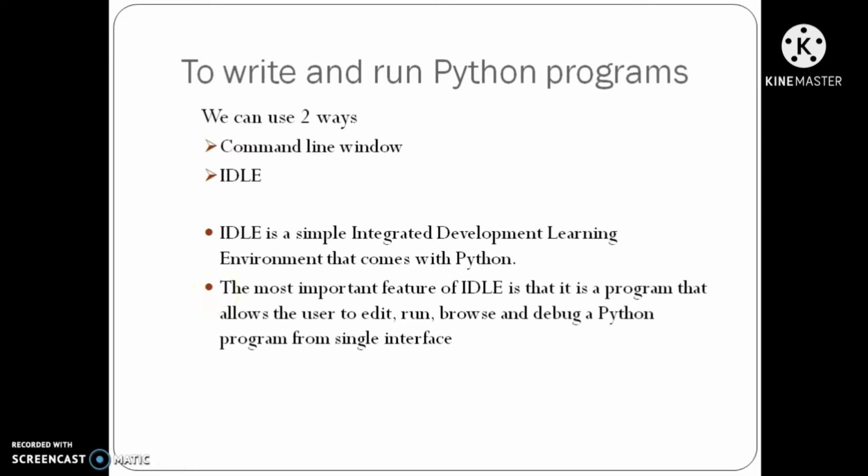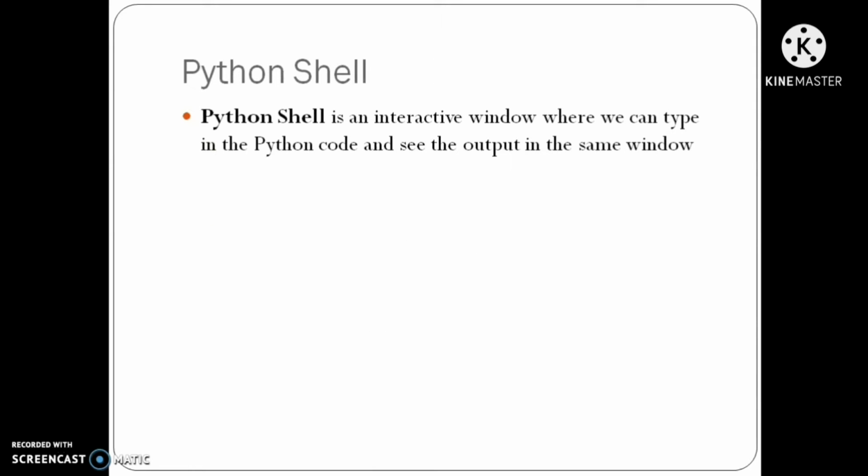To write and run Python programs, we can use two ways: the command line window and IDLE. IDLE is a simple integrated development learning environment that comes with Python. The most important feature of IDLE is that it allows the user to edit, run, browse, and debug a Python program from a single interface. Next is the Python shell. The Python shell is an interactive window where we can type in Python code and see the output in the same window.